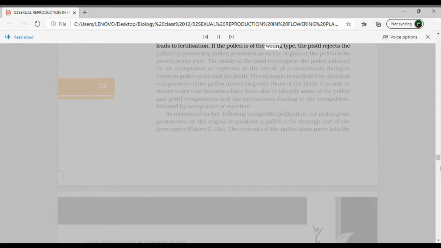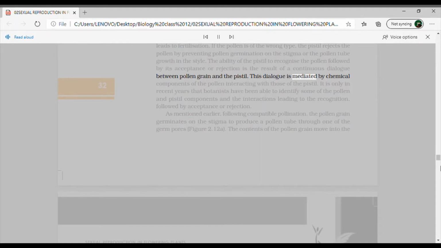If the pollen is of the wrong type, the pistil rejects the pollen by preventing pollen germination on the stigma, or the pollen tube growth in the style. The ability of the pistil to recognize the pollen, followed by its acceptance or rejection, is the result of a continuous dialogue between pollen grain and the pistil.